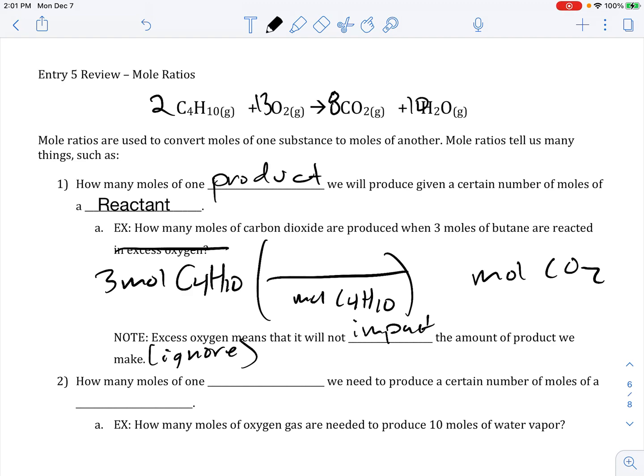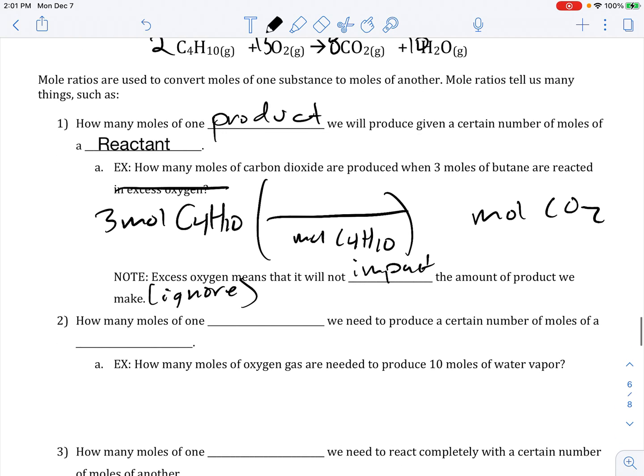13 oxygens. Okay, so I have 2 butanes, how many CO2s? 8 moles of CO2. 3 times 8 is 24. Divided by 2 gives me 12 moles. Okay.